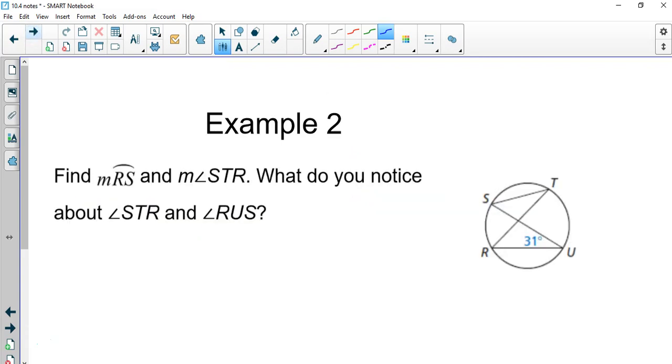Alright, example 2. Find the measure of arc RS, which is going to be right here, and the measure of angle STR. So you got to pay attention to whether it's asking for an arc or an angle. And what do you notice about STR and RUS? RUS is right here. So we'll get to that.